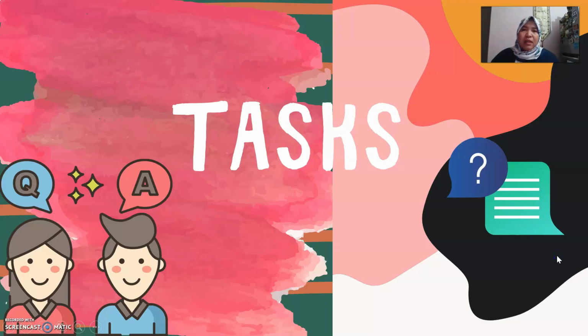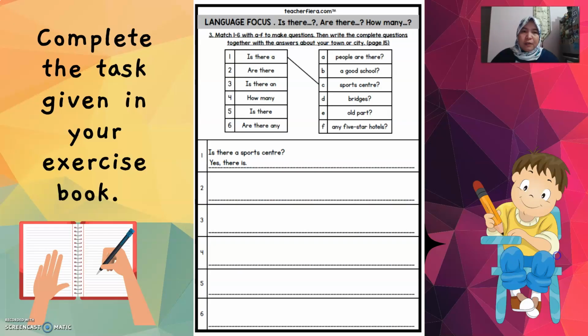Okay, moving on. These are the tasks for today's session. First, I need you to look at your exercise book. I have given this exercise to you before the holidays. So what you have to do is, you need to match number 1 until number 6 with the correct pair. And then you need to rewrite them on the blanks given here. After you have written down all the questions, you need to answer the questions accordingly. Look at the answers that I have taught you earlier.